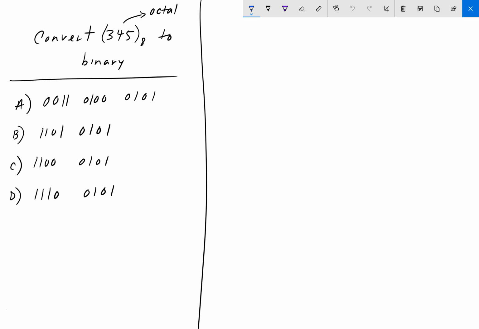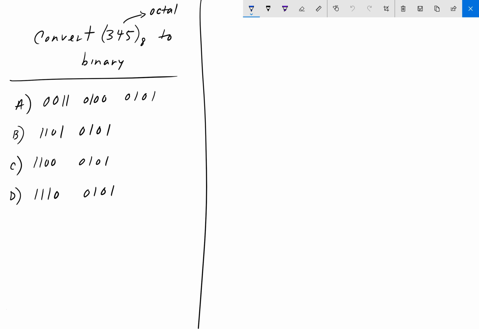Like I've said in previous videos, the best way of solving this is to use the calculator in the description. That will handle this very easily. It has a mode for dealing with binary to octal to decimal to hexadecimal conversions. So, if you have that calculator, plug in 345 in octal, press the binary key, and get the answer in 15 seconds. For those that don't have the calculator, we'll do it out by hand.